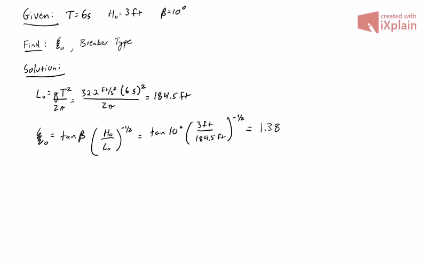So then for the classification of the breaker, we can go ahead and look at our table, and we can see that when the surf similarity parameter is greater than 0.5 but less than 3.3, we have a plunging breaker.